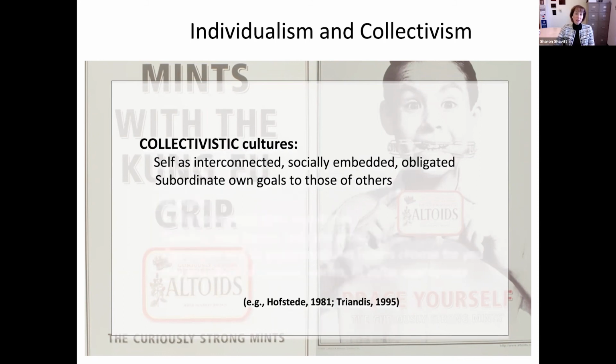In contrast, in collectivistic cultures, one is socialized very differently. In these cultures, the self is seen as interconnected with others, socially embedded, and mutually obligated within one's group. And as a result, you are socialized to subordinate your own personal goals to those of others, especially important others like parents and other family members or work group members.